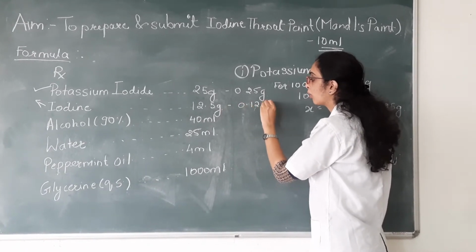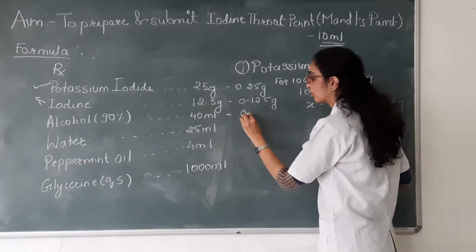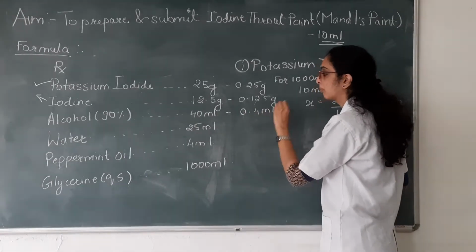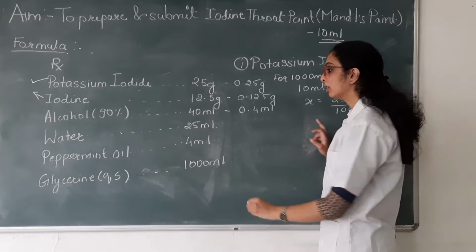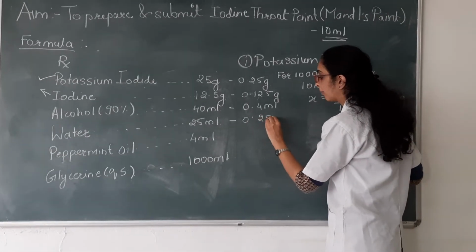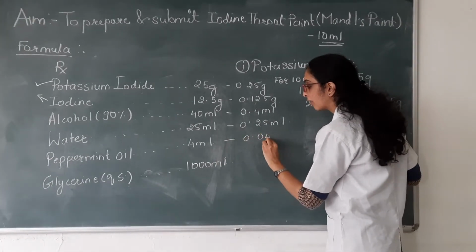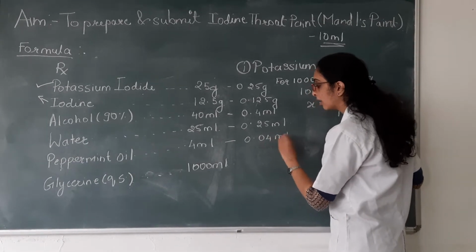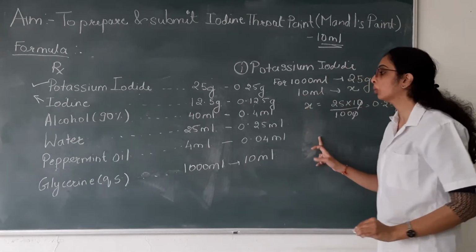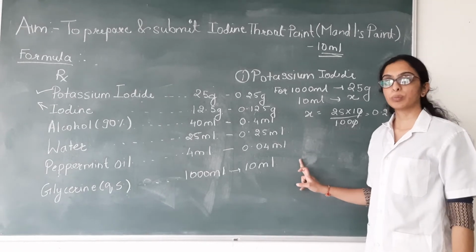Iodine required will be 0.125 gram. For alcohol, for 10 ml, 0.4 ml will be required. Water will be required 0.25 ml. Peppermint oil for 10 ml will be required 0.04 ml, and the glycerin volume will be the remaining quantity. So likewise, I have calculated the values for each of the ingredients, and now I will perform the practical.